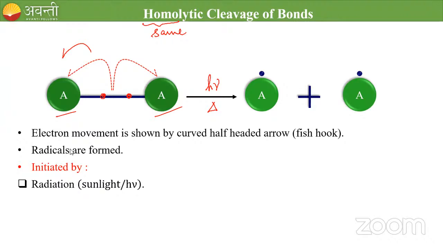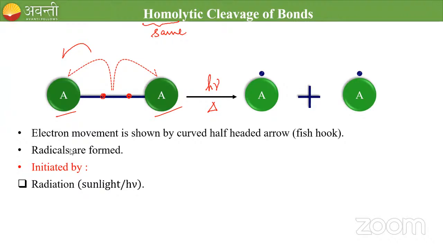Pragati, radicals are single-electron containing species, my dear. They are formed if a compound is exposed to sunlight. Sunlight has UV radiation, right? Ultraviolet radiation. We denote that as h nu. h nu is called packets of energy. If light energy or heat energy is given to a compound, radicals are formed.